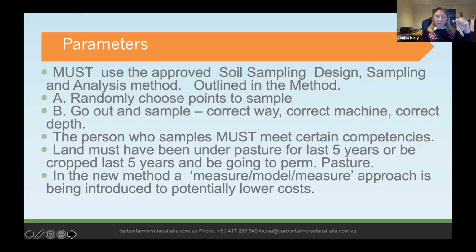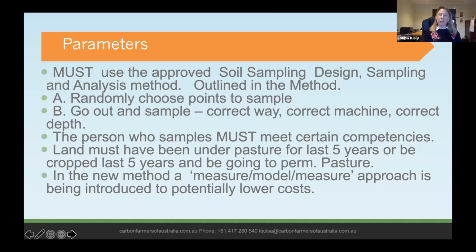We've done some mapping, and there are some tools becoming available for all of this so that a farmer could manage at least part of it on their own. But it's important to understand that soil carbon measurement is very specific. Your core has to be a certain size and done in a certain manner. They are very strong on random sampling, so you have to use a random sampler that gives you true random spots. And the person who samples must also meet certain parameters.